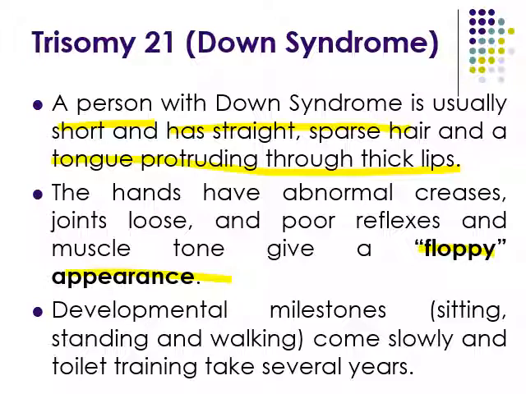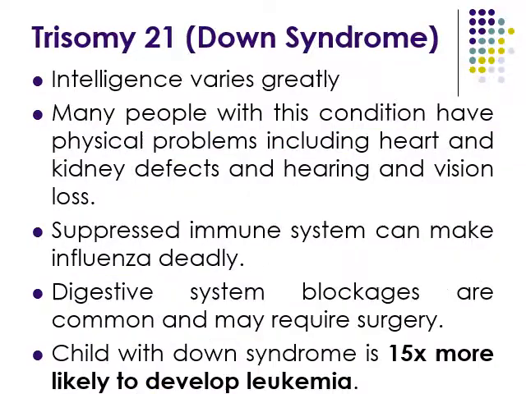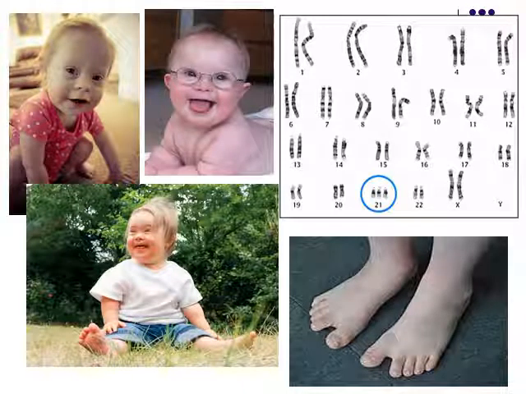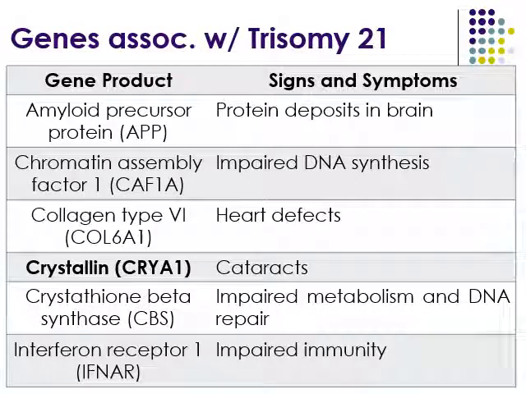Then, developmental milestones like sitting, standing, and walking come slowly, and toilet training takes several years. So, intelligence varies greatly. Suppressed din yung immune system nila. So, a child with Down syndrome is 15 times more likely to develop leukemia. So, those are the pictures of children with Down syndrome. Tingnan nyo to, oh, may extra na chromosome sa 21st chromosome.